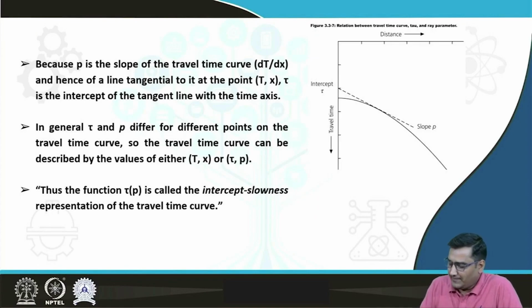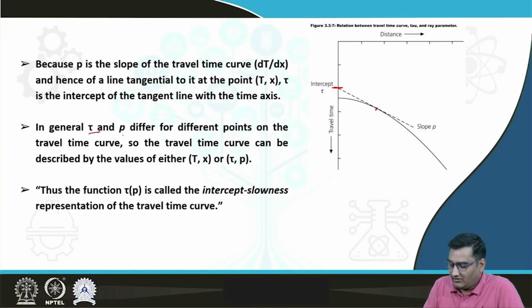Now you can see this is the travel time curve. If you take the tangent at any point, then the line of slope will be intersecting the travel time axis at a particular intercept over here. So this intercept is the tangent line to the time axis.